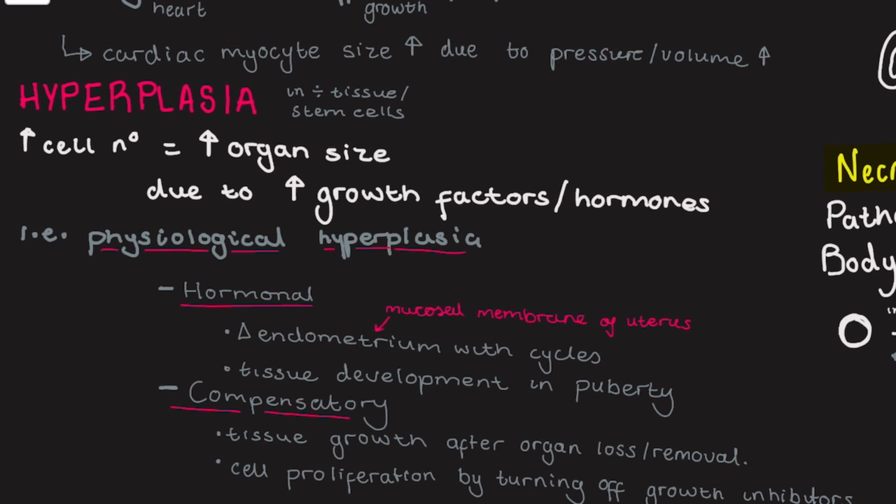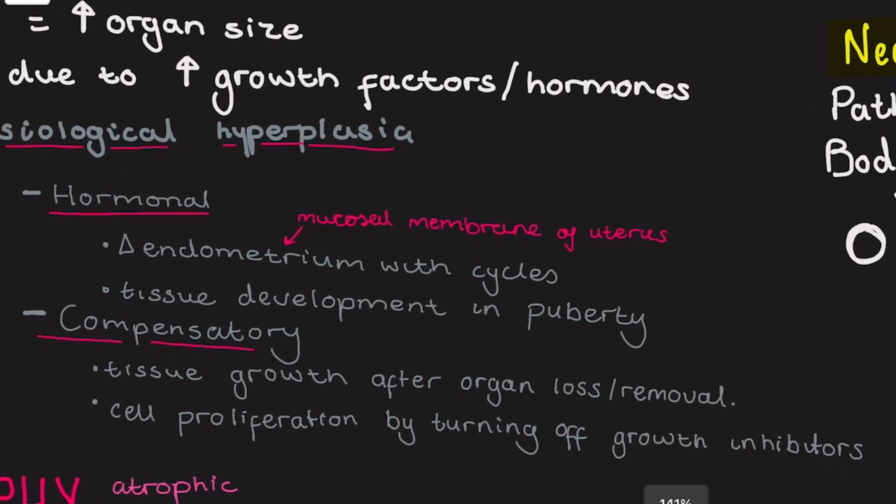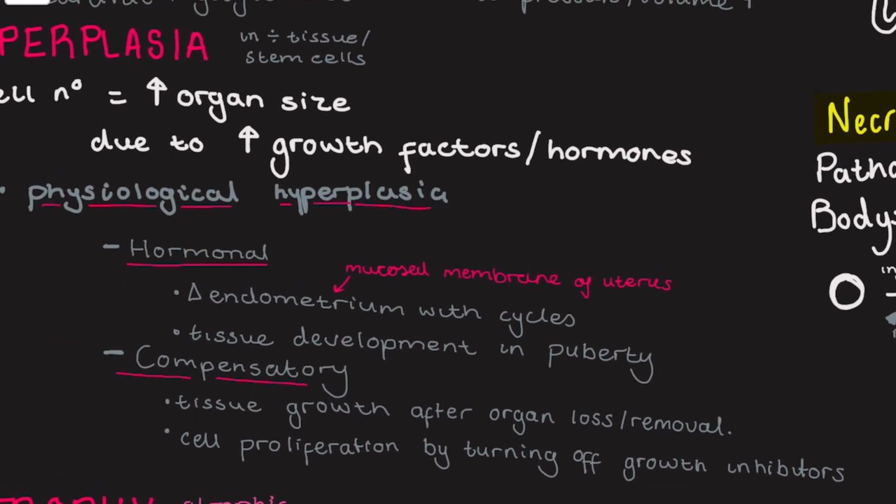So I mentioned that it can be both physiological and pathological. Some physiological examples of hyperplasia are hormonal, so an increase in cell number due to changes in hormones. This can be seen in the endometrial cycle when the endometrium thickens, and also tissue development during puberty.